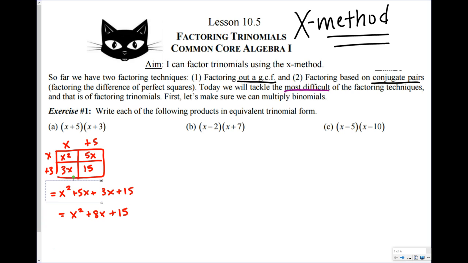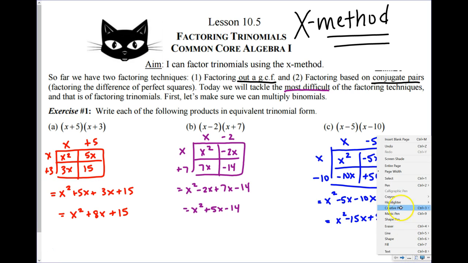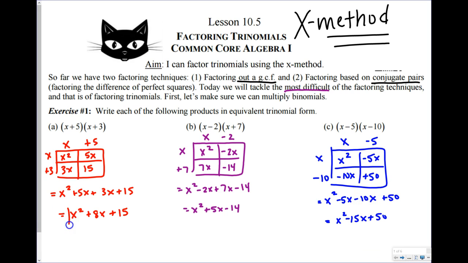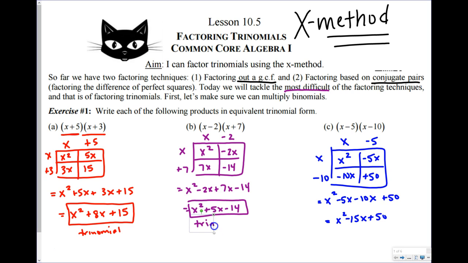Okay, please try the next two on your own. Pause and unpause when you're ready. Alright, here are my completed solutions for letters A, B, and C. It's really important to notice that when you multiply two binomials, you get the trinomial. So today's lesson we're going to talk about is, well, how do I reverse this process? Let's say that I start with what I'm boxing right now. Let's say the problem gives me this trinomial. Well, how do I turn it into this x minus 2 times x plus 7? How do I reverse this process?